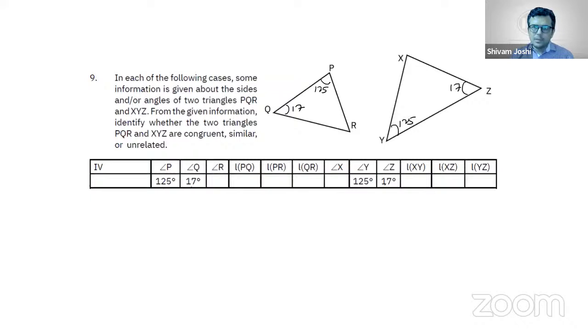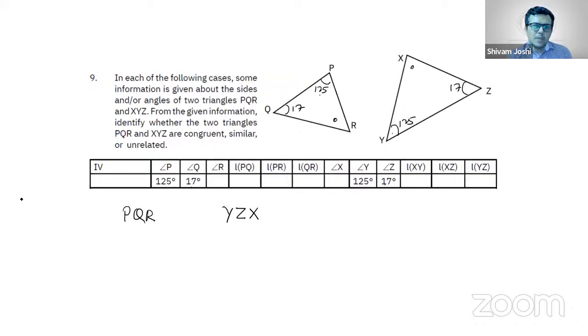Are they similar? Are they congruent? Or are they unrelated? Looking at the angles, see 125, 125. Can I say one pair of respective angle is equal? Which one? Please write it. P and Y are equal, right? Second angle is Q here, and second angle, which is 17, is Z here. Now, can we say that the third angle by default will be equal? I mean, whatever the measure it is, but it is an equal measure for both the triangles, and therefore R will be equal to X.